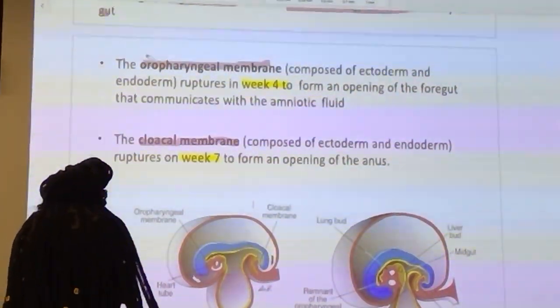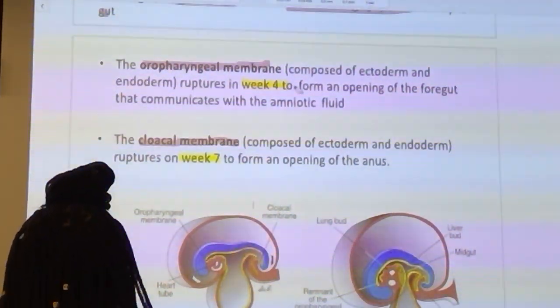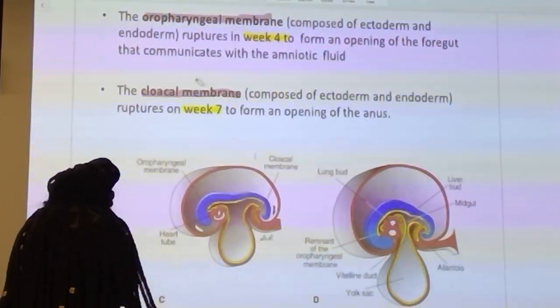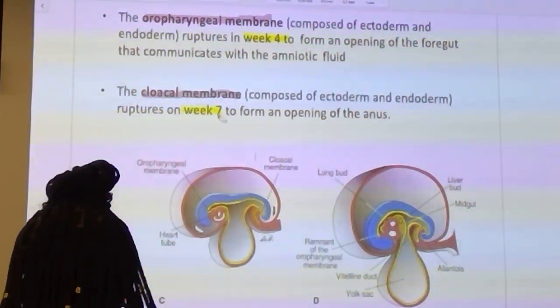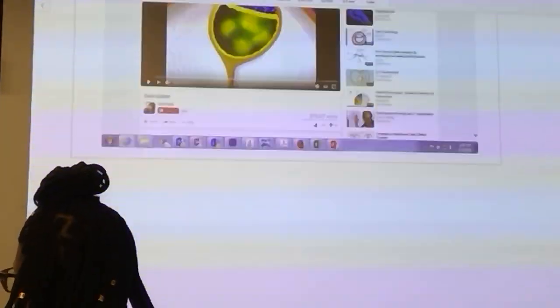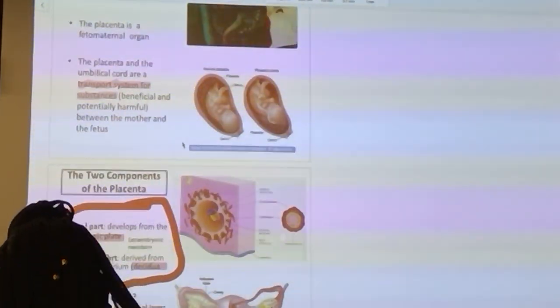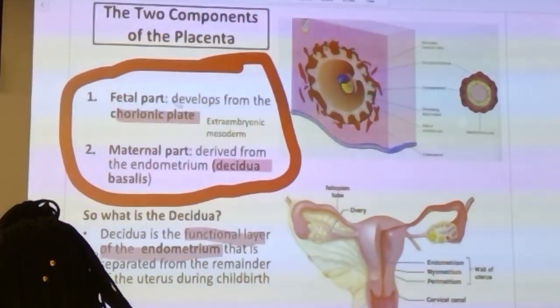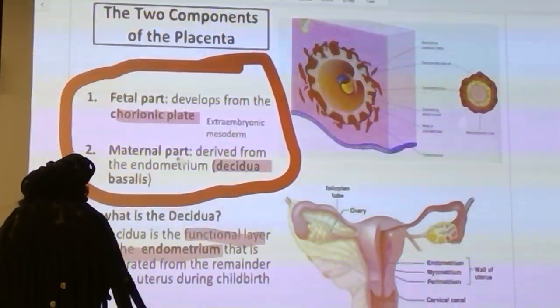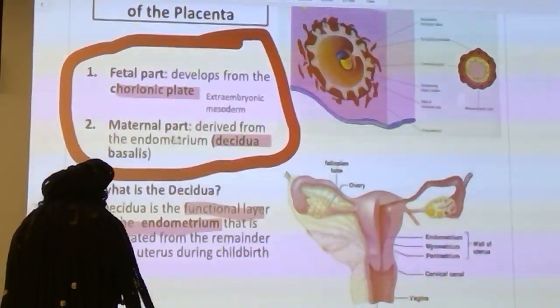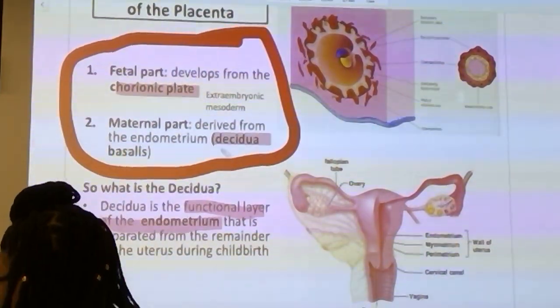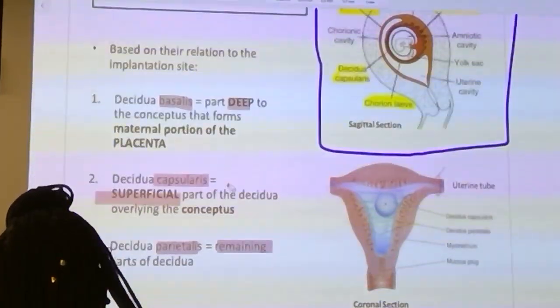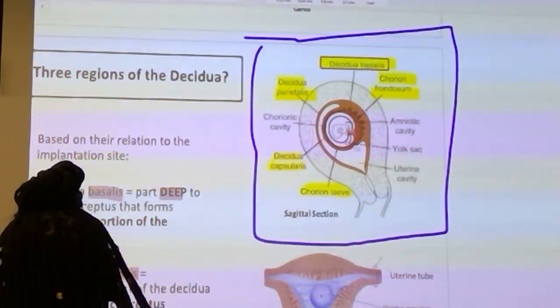Okay, so your mouth, also known as your oropharyngeal membrane, opens at week 4, then your anus opens at week 7. So know the fetal and maternal parts of the placenta. Fetal is the chorionic plate, maternal is the decidua basalis. Then be able to label this entire picture.